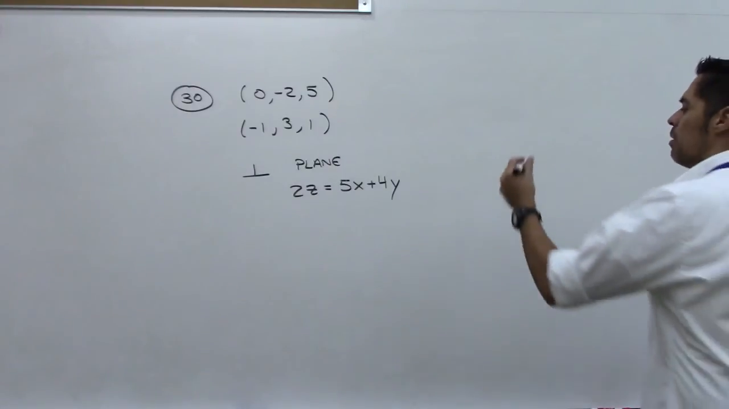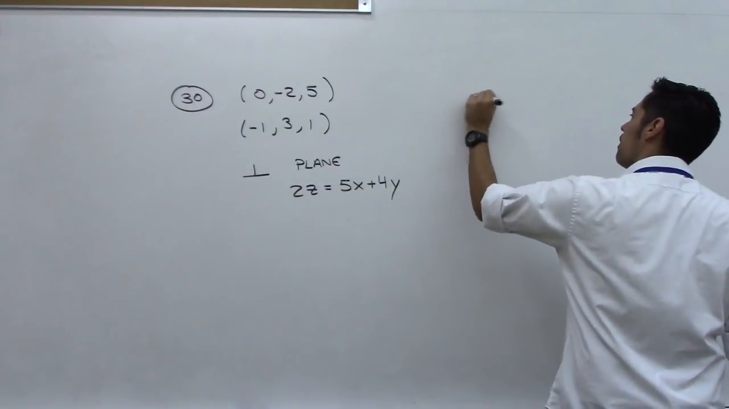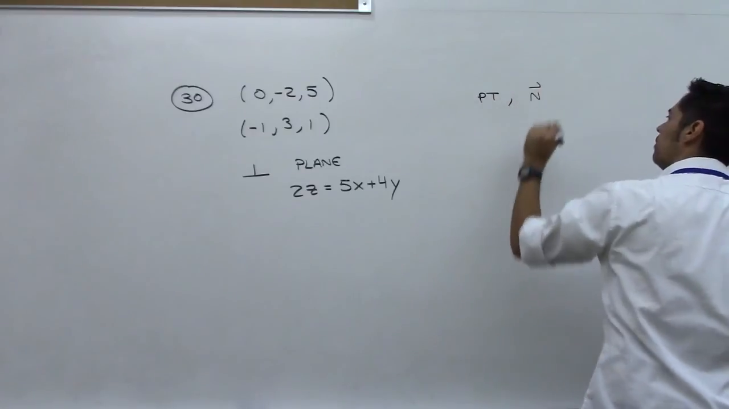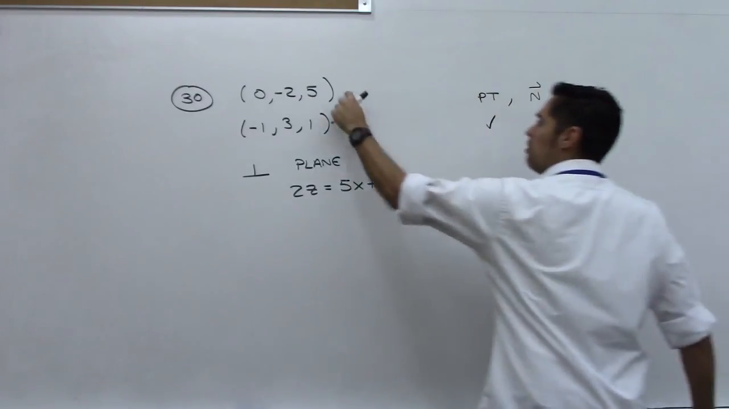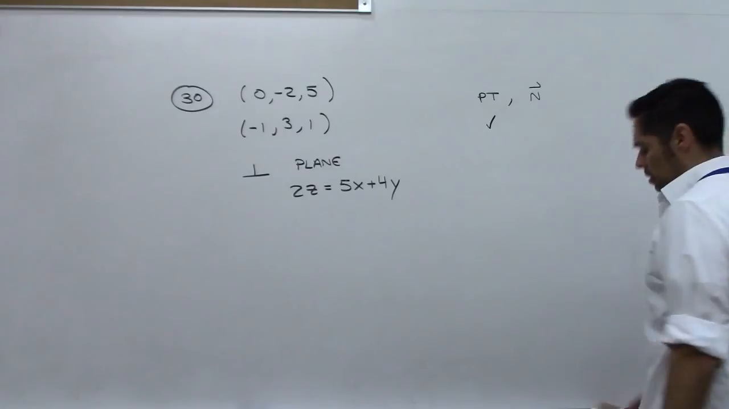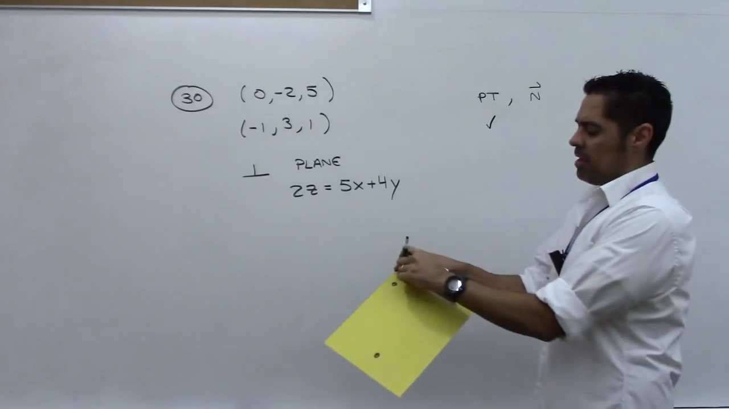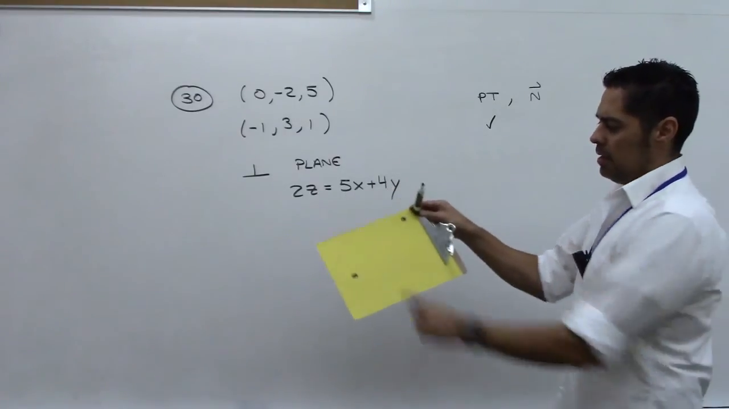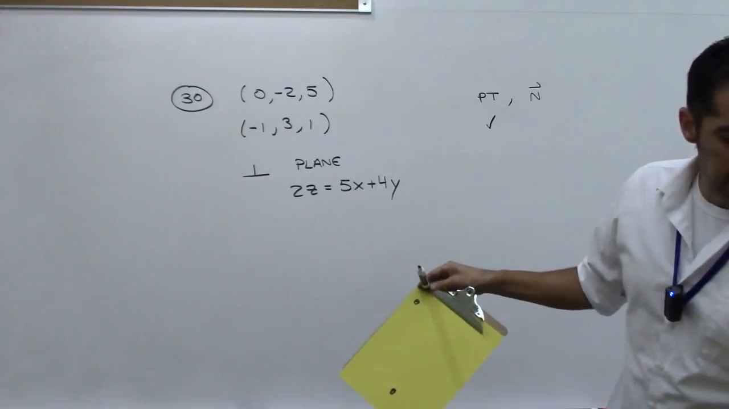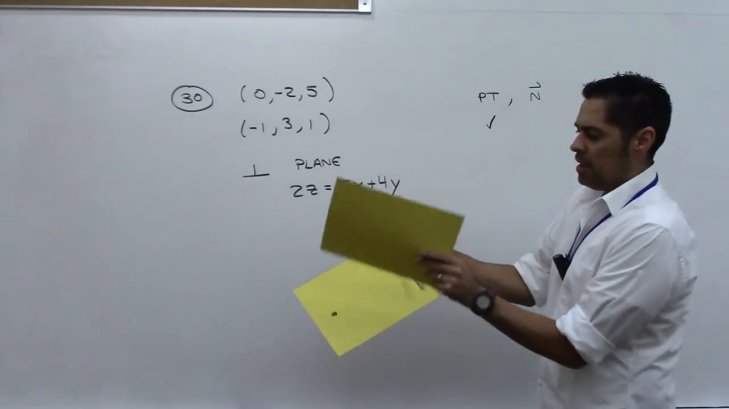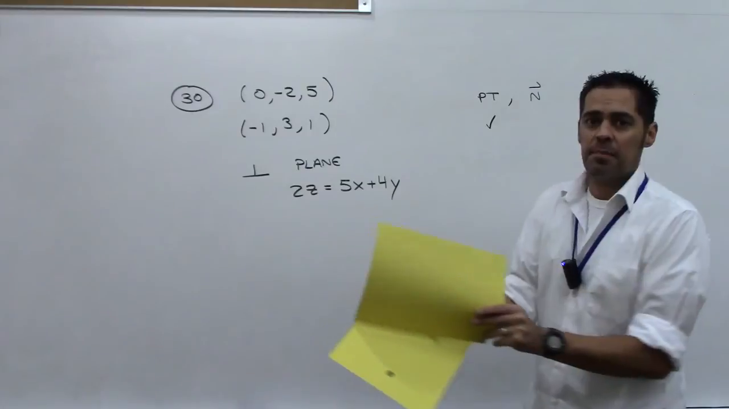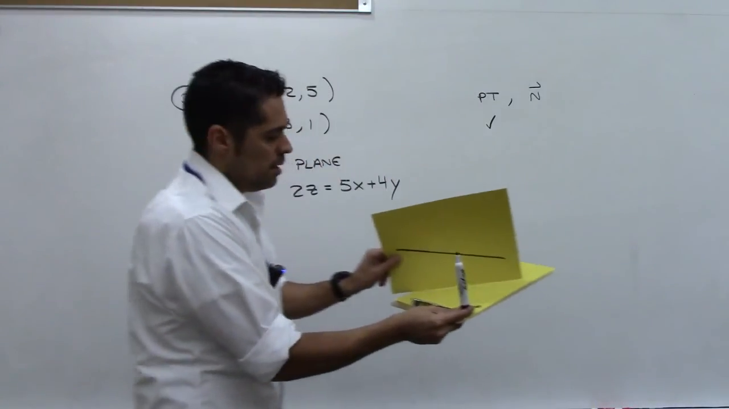So what do I need to find the equation of a plane? I need a point. I need a normal vector. Do I have a point? Absolutely, I have 2 of them, so I'm not worried about that. I just need a normal vector. So I need a vector that's going to be sticking out of my plane, right? Here's my 2 points. The fact that this plane is perpendicular gives me something here. Let's take a look at this.